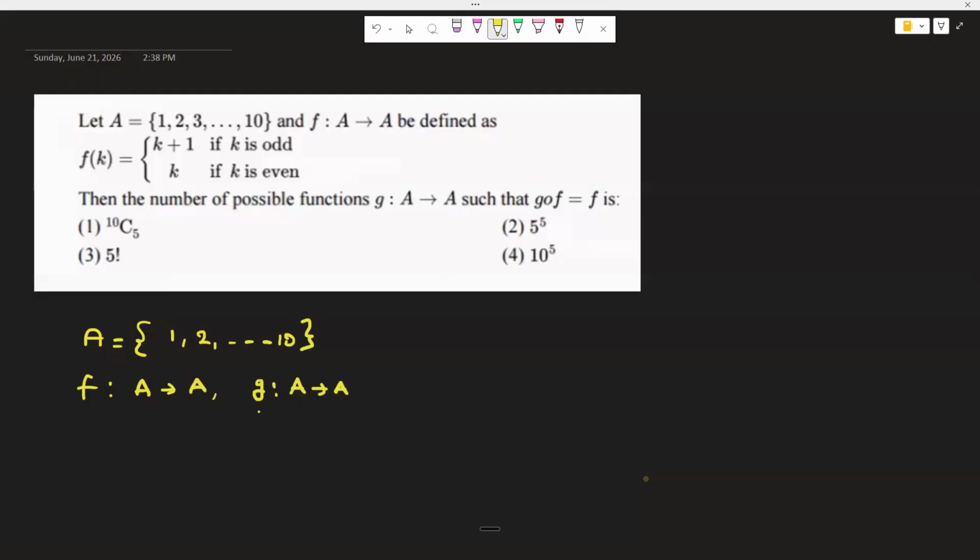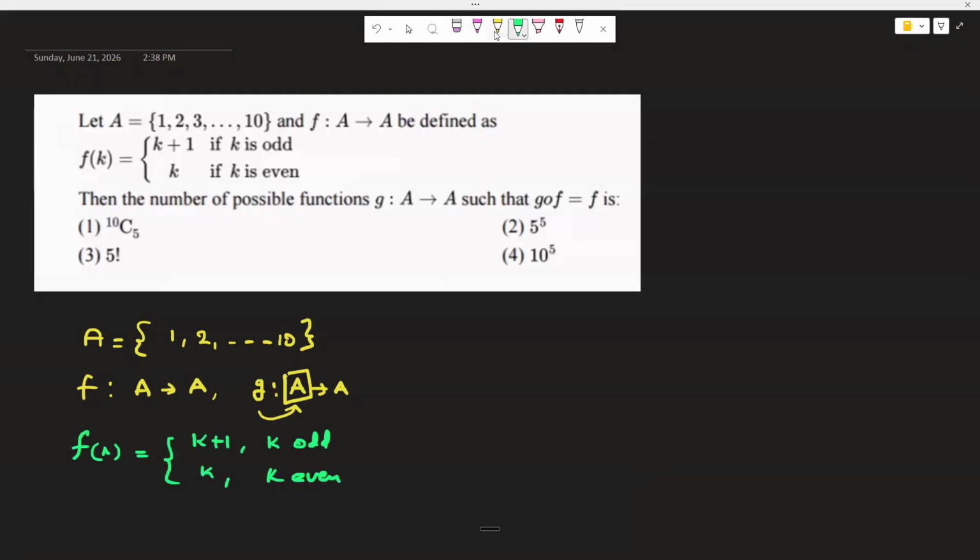Remember, it is only called a function if all elements of A must have some images. Okay, keep in your mind, this is a very important thing. Otherwise, you are unable to solve this question. Okay, and look at the definition of the given function f(x). f(x) was defined as k+1 if k is odd, and k if k is even.